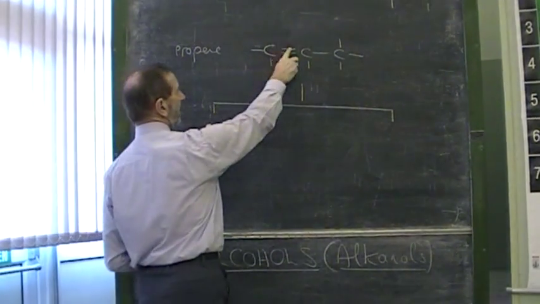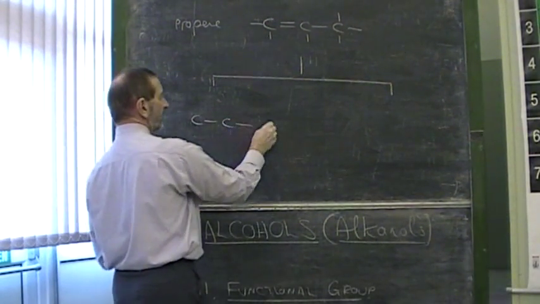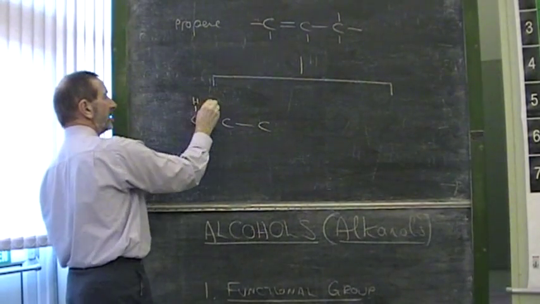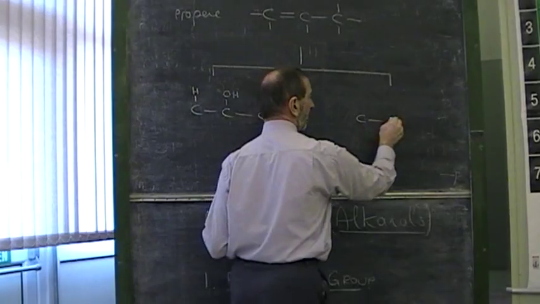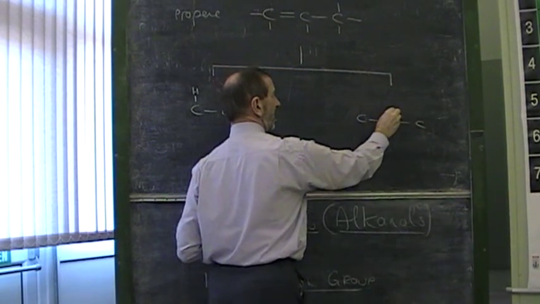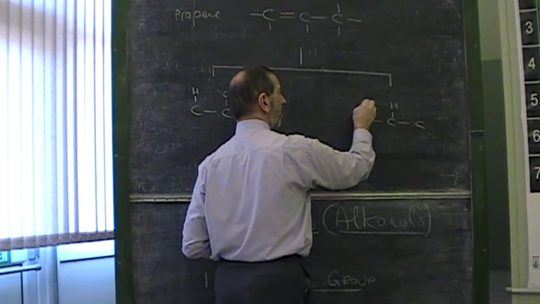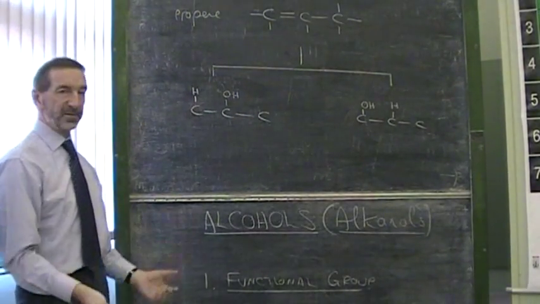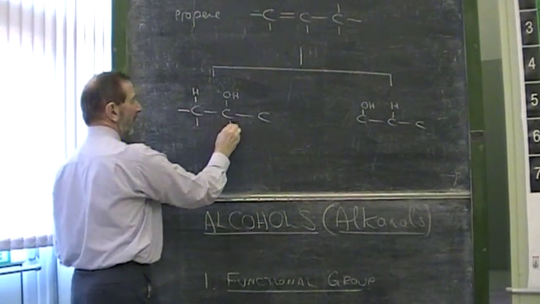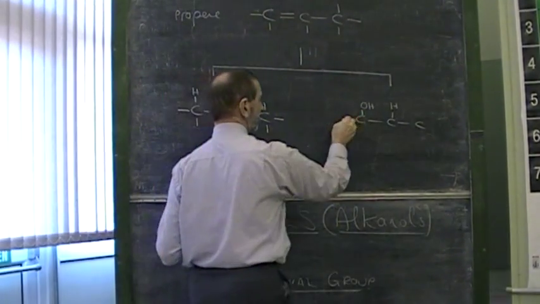The water could add on across the double bond in this fashion, the H at the end and the OH in the middle. Alternatively, it could add on the other way round, with the H in the middle and the OH at the end. And from your point of view, it's 50-50. These are both likely outcomes.